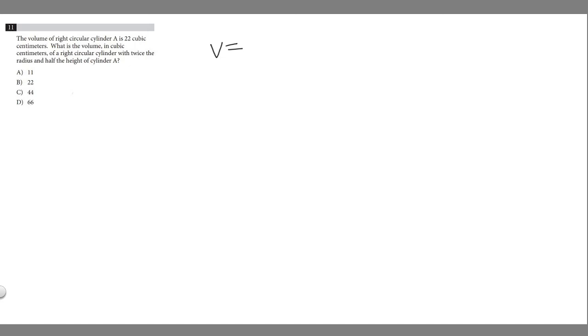So the volume of a cylinder is equal to pi times r squared times h. So this is going to be the formula of a cylinder. And so we know that the volume of our first one is going to be 22. So 22 is going to be equal to pi r squared times h.